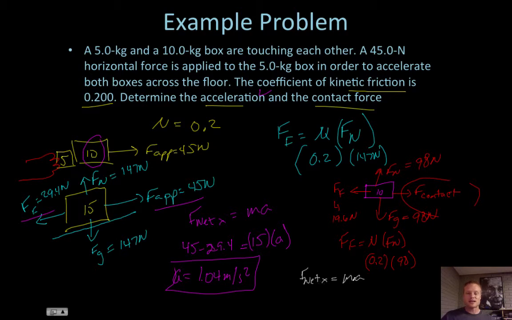Now, what are my net forces in the x direction? Well, I have the contact force, which I know is going to be bigger. How do I know it's going to be bigger? Because the box is moving. It's going to be bigger than the frictional force. So F contact minus the frictional force, which is 19.6 newtons, equals the mass, which is 10 kilograms, times the acceleration, which we calculated already, right? The acceleration is this bad boy right here, 1.04 meters per second squared. And if you do all that math, a little bit of the algebra and all that good stuff, you should get a contact force, F contact, of about 30 newtons.